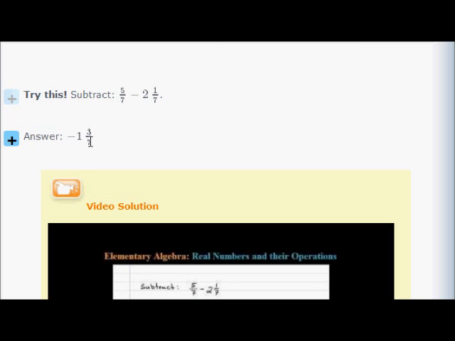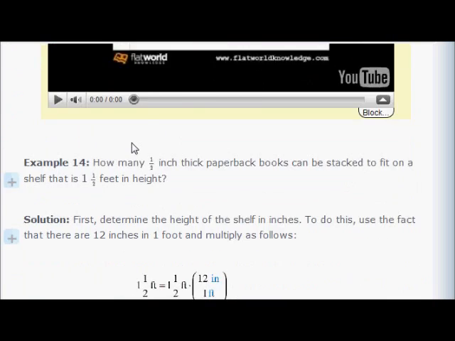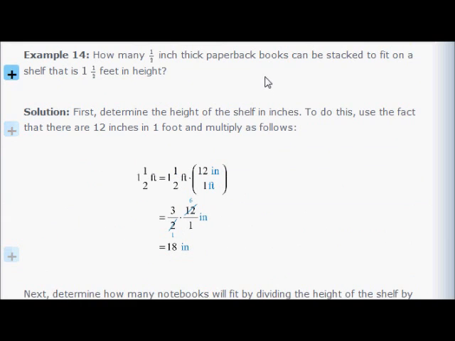How many half inch thick books can be stacked to fit on a shelf that's 1.5 feet high? Okay, so first of all, you have to know the difference between inches and feet, which, even though I live in a metric oriented country, I happen to know. So there's 12 inches in a foot, okay? 12 inches in a foot. So if a foot has 12 inches, and you got a foot and a half, you got 12 and another half of 12. Half of 12 is 6. You have 18 inches. And the books are each half an inch, okay?